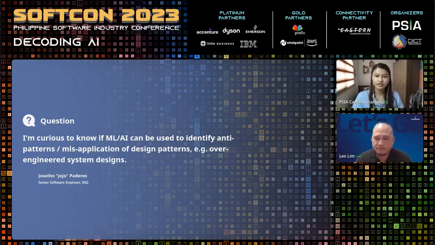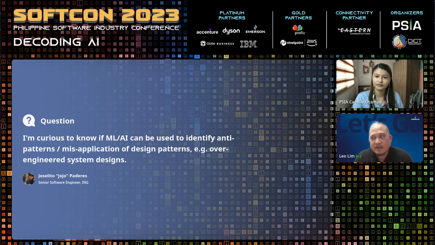Okay, so moving on to our next question. This is from Joselito Jojo Paderes. So the question is, I'm curious to know if ML AI can be used to identify anti-patterns, misapplication of design patterns, for example, over-engineered system designs. Oh, that's a very good point you bring up there. There are what are called anti-patterns.